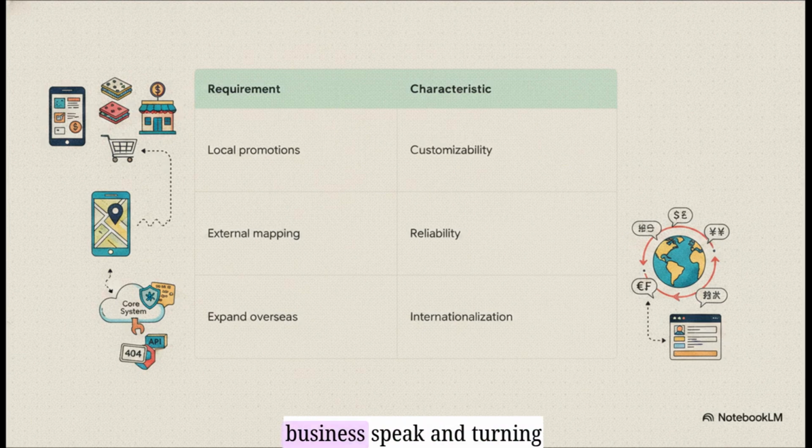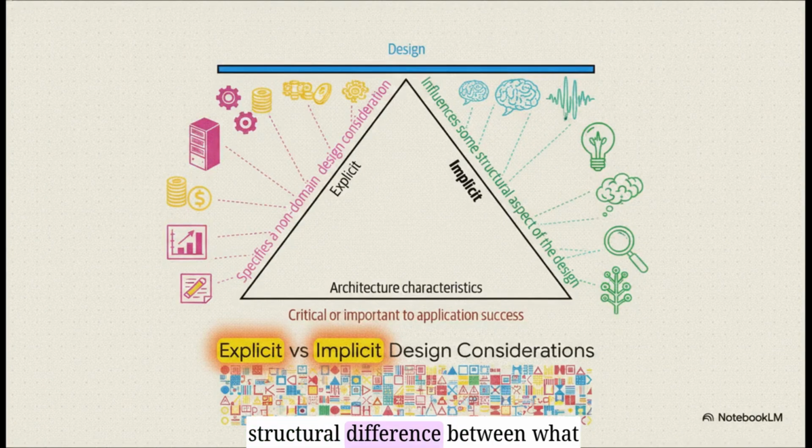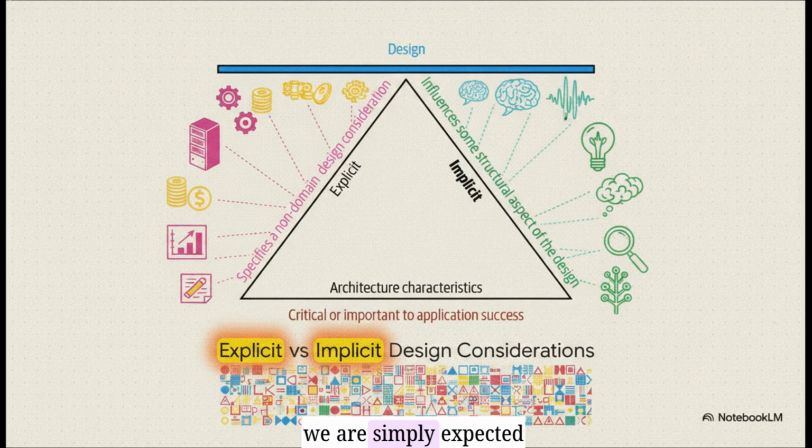You are taking everyday business speak and turning it into hard technical constraint. Section 4. Explicit versus implicit characteristics. There is a massive structural difference between what we are explicitly told to build and what we are simply expected to know. Explicit characteristics are those specific, written-down requests, like, say, a system needing to handle 1,000 concurrent users.